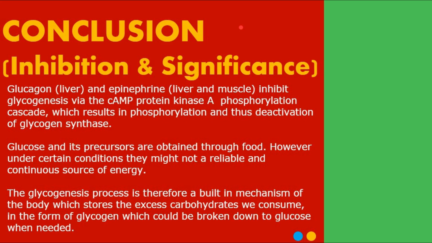The glucose and its precursors are obtained through food. However, under certain conditions, they may not be a reliable and continuous source of energy. The glycogenesis process is therefore a built-in mechanism of the body which stores the excess carbohydrates we consume in the form of glycogen, which can be broken down to glucose when needed.